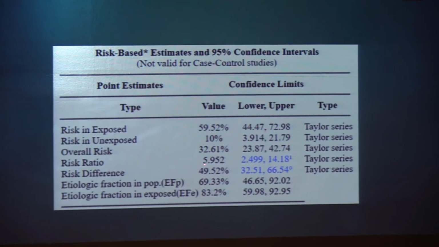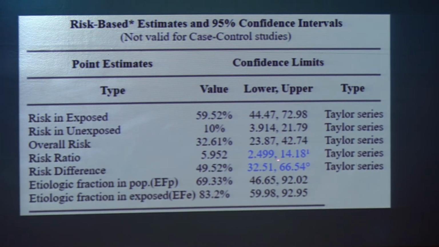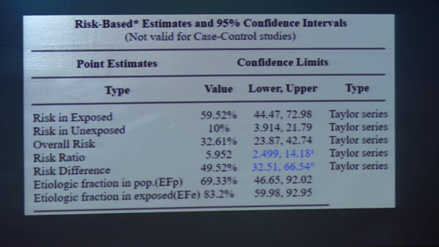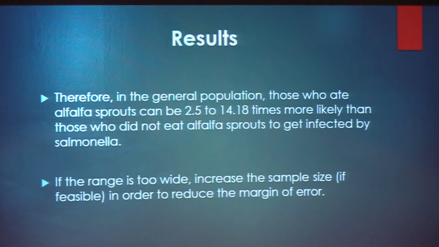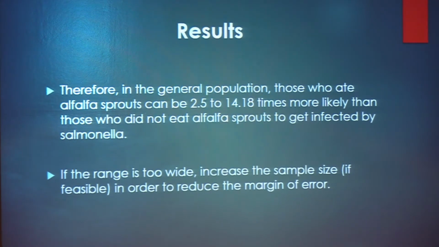Remember, the risk ratio was 5.952, and here are my limits. About 2.5 up to 14.18, thereabouts. Therefore, in the general population, now I can approximate the range, right? I can see that the risk is anywhere between 2.5 and 14.8 when I compare the exposed group to the unexposed group. Okay? I'm pretty happy because one, that bad number, 1, is not included in this confidence interval.